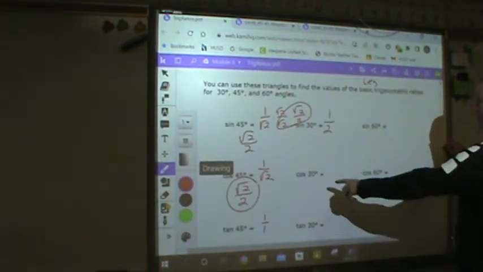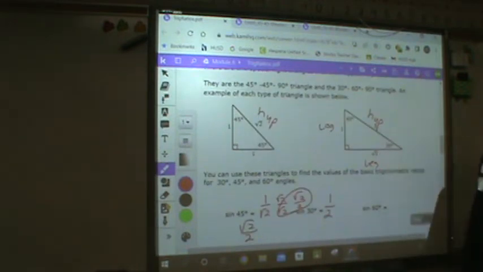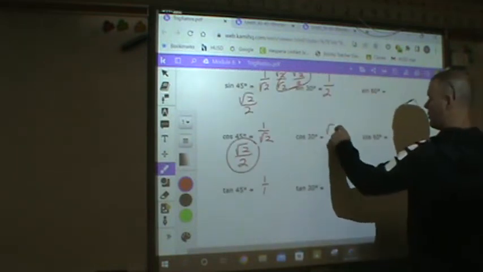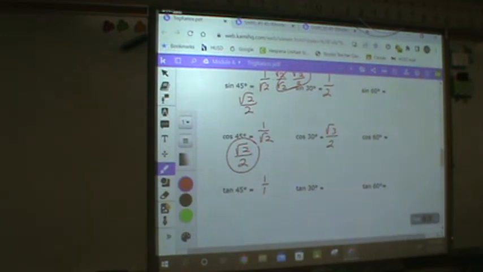How about the cosine of 30? Well, cosine of 30 is the leg adjacent, which is rad 3, over hypotenuse. So radical 3 over 2. This is an acceptable answer because the radical's in the numerator.